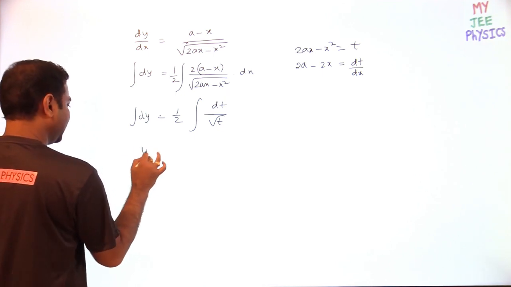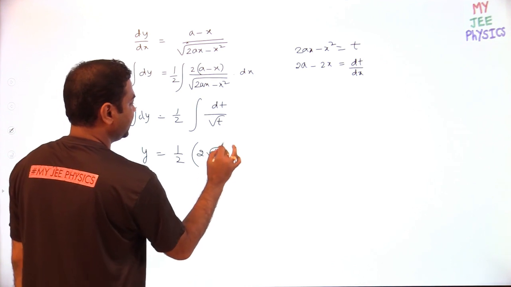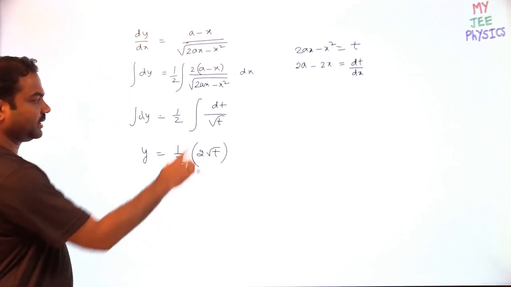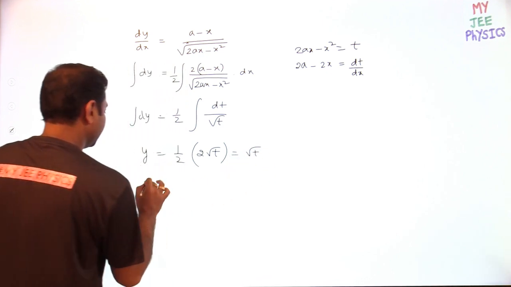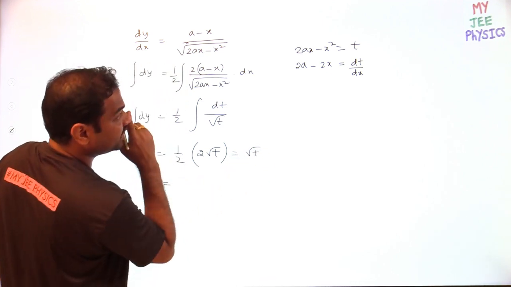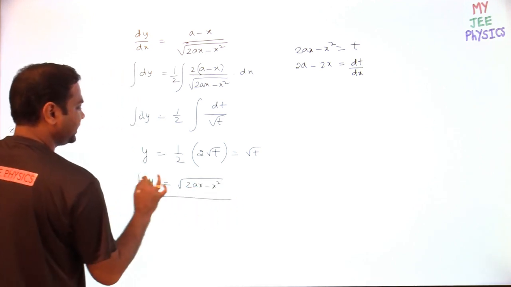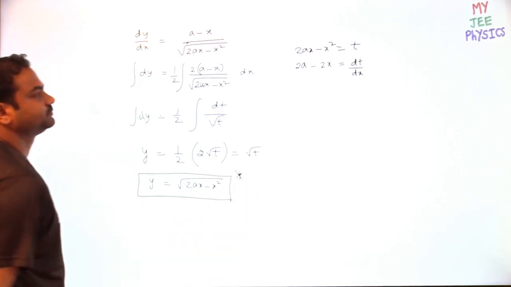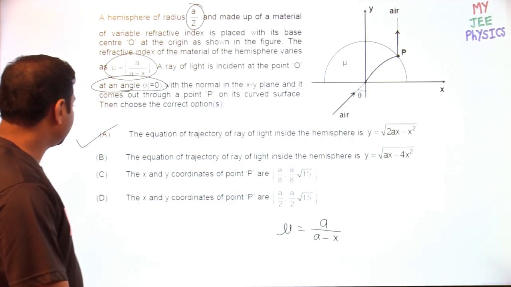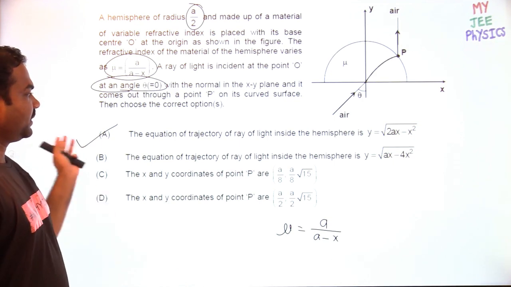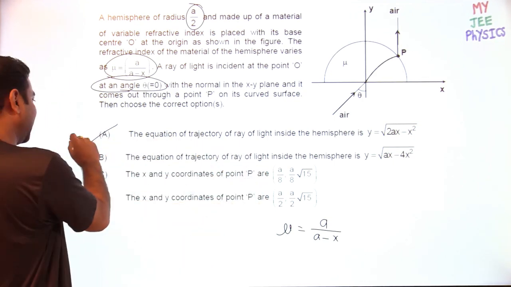Okay, so integral dy is y, you can write 1 by 2 into, this is root t, integration is 2 root t raised to minus half. And then simply root t, then y is equal to root of t value. What is the t value we have taken? Root of 2ax minus x square is the equation of path. Okay? So the first option will be correct. I randomly ticked the answer here, but this answer is A only.